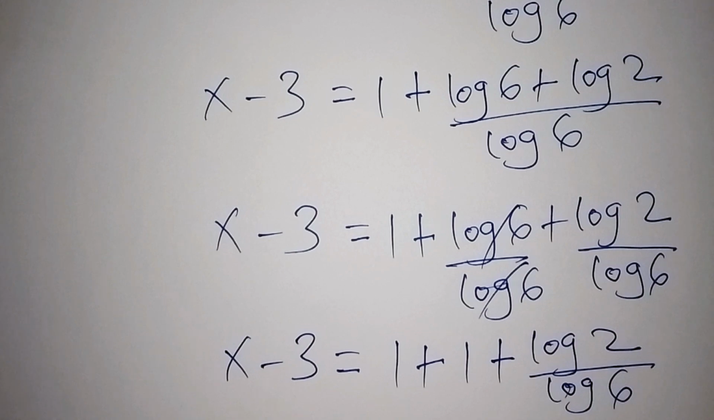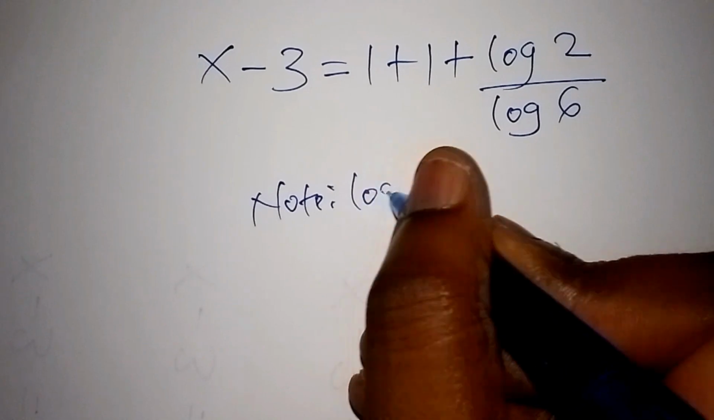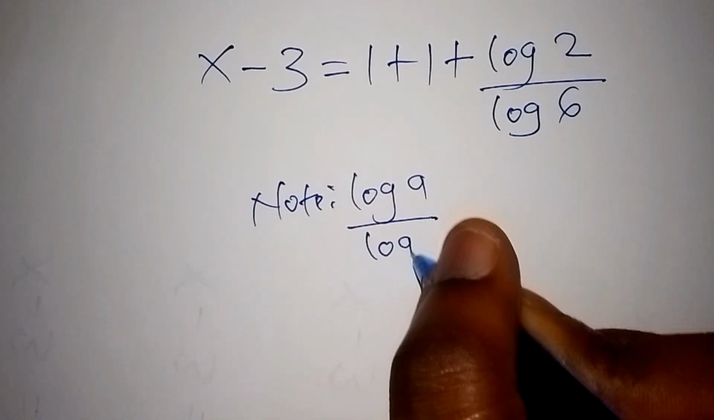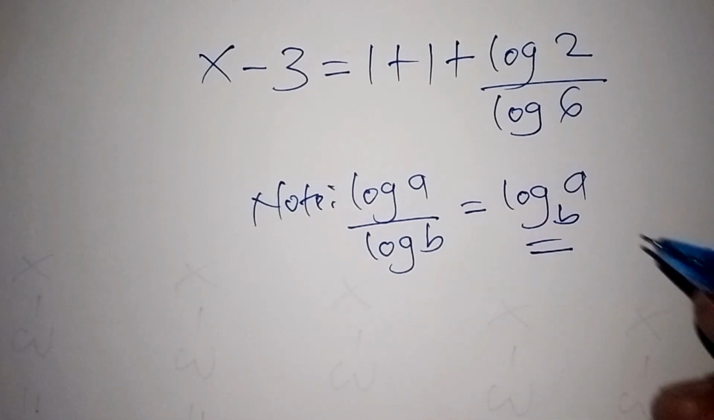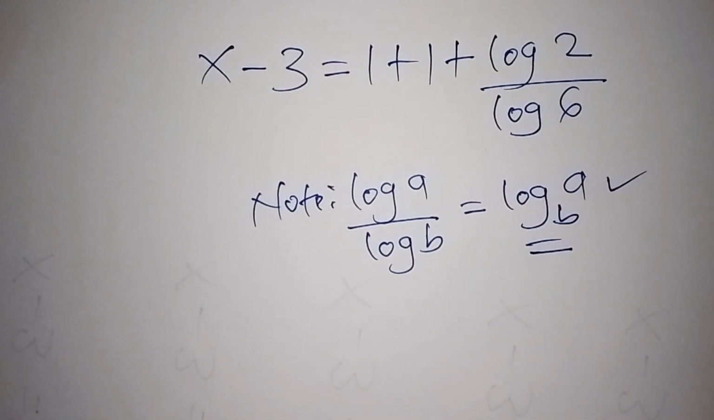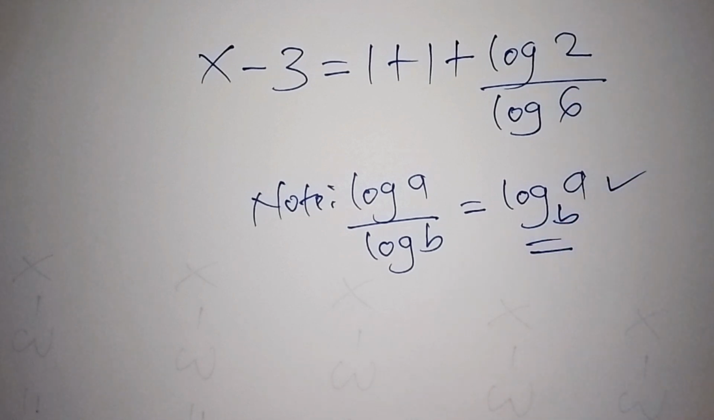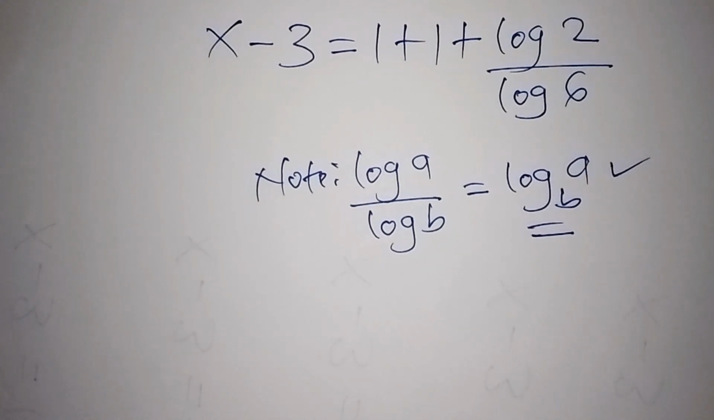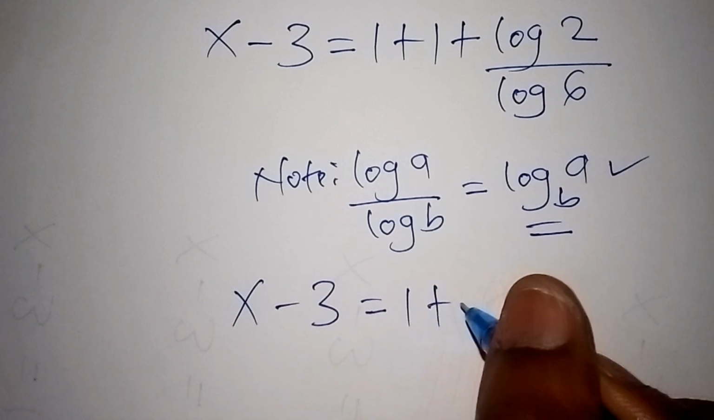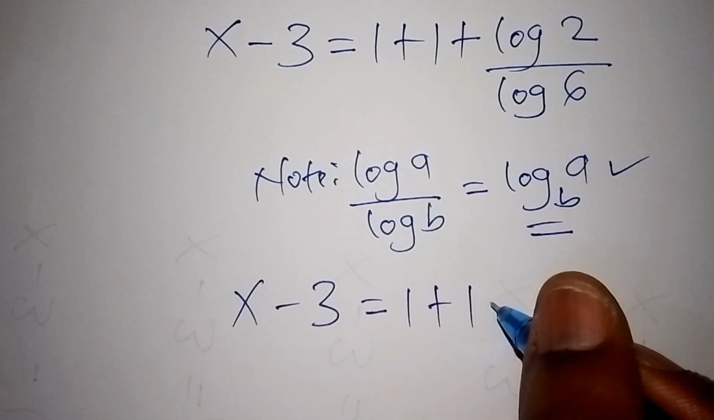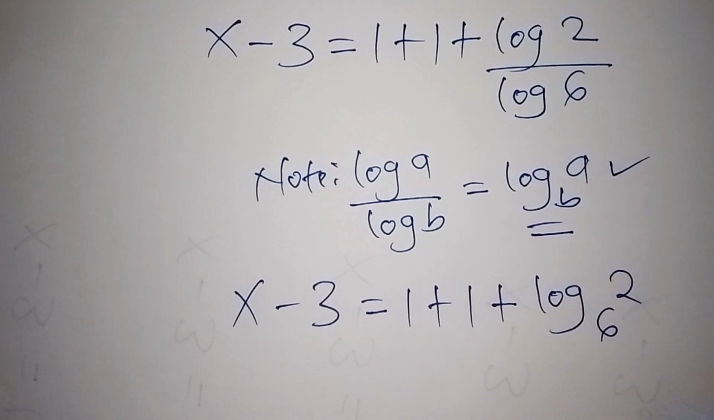Before we proceed, note that when we have the log A all over the log B, this can also be written as the log of A to the base of B. So I want us to express the log 2 all over the log 6 in the form of log A to the base of B. So x minus 3 is equal to 1 plus the log of 2 to the base of 6.